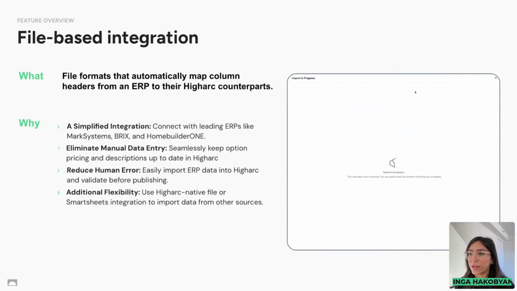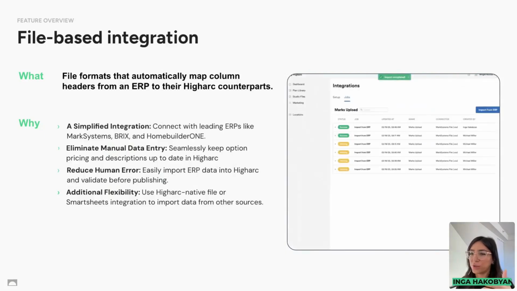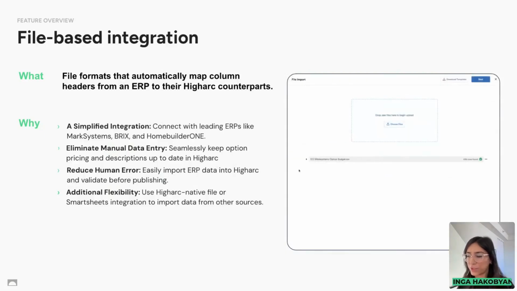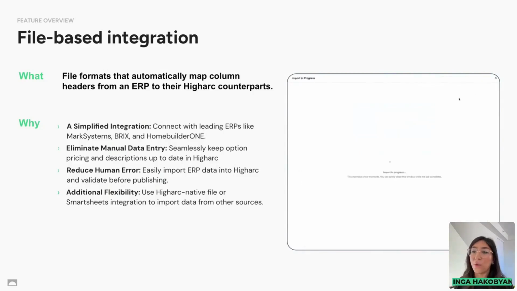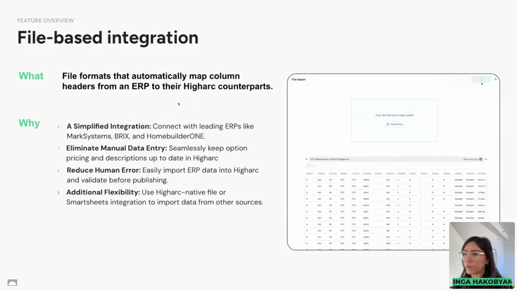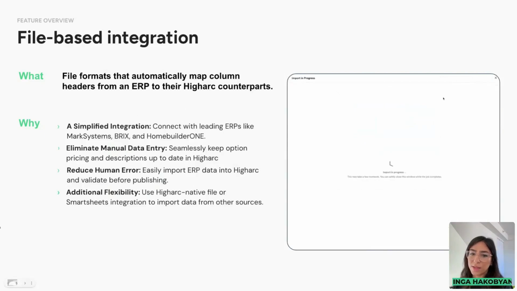And then finally, for those of you who may not be using MarkSystems or BRIX or HomeBuilderONE, we have a Higharc native file, which allows you to import data related to options using Higharc columns and Higharc fields, or use our Smartsheets integration for those of you who may be using Smartsheets. This is a quick overview. I'm going to switch it over to Peter for the demo portion of this, and then we'll come back to talk about the roadmap.